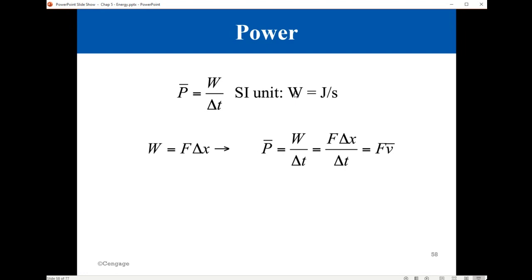So in general, we know that work equals F delta X by definition. So the average power, now if you substitute for work F delta X divided by delta T, delta X by delta T is the average velocity, as we learned in chapter 2. So from this, the average power can be calculated from the product of the force by the average velocity. Average power is equal to force multiplied by the average velocity. The instantaneous power is equal to the product of force by velocity.